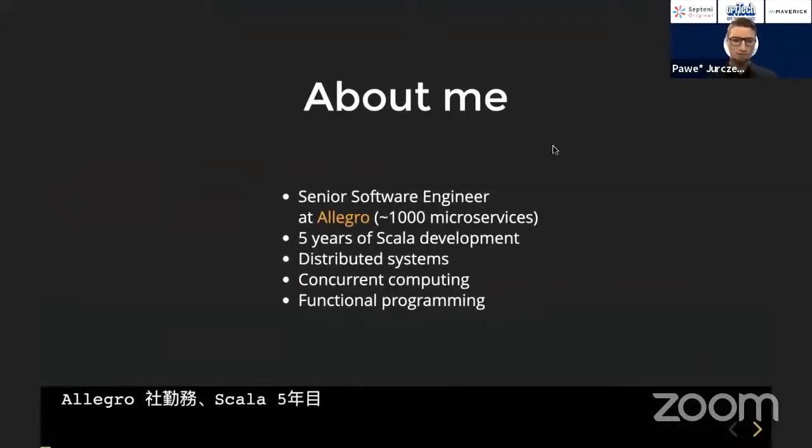A quick info about myself. I work as a senior software engineer at Allegro. Allegro is the biggest Polish e-commerce platform, one of the biggest in Europe. At the moment, we have around 1,000 microservices. Most of them, like 90% of them, are JVM ones. Usually they are Java ones, then they are Kotlin ones, and then they are Scala ones. And Scala is the language I have been using for the last 5 years now. Things I'm interested in are distributed systems, concurrent computing, and functional programming.